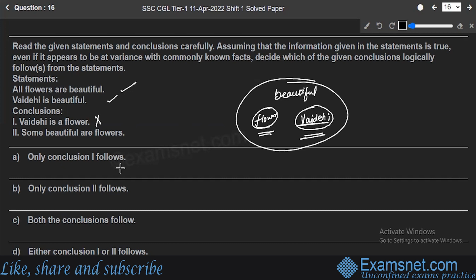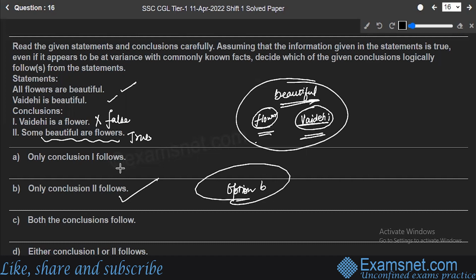Second situation. Some flowers are beautiful. Some beautiful are flowers. See, this is true. Some beautiful are flowers because all the flowers are beautiful. So some beautiful are flowers. This is true. The first one is false. Okay. So that means only conclusion two is true. Hence, your answer is option B. I hope you're clear with this question.